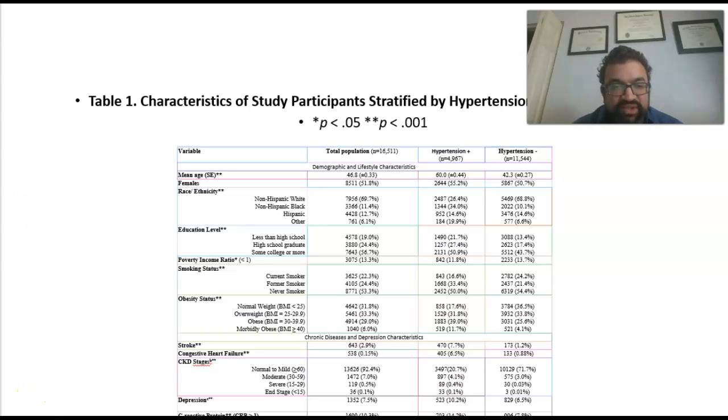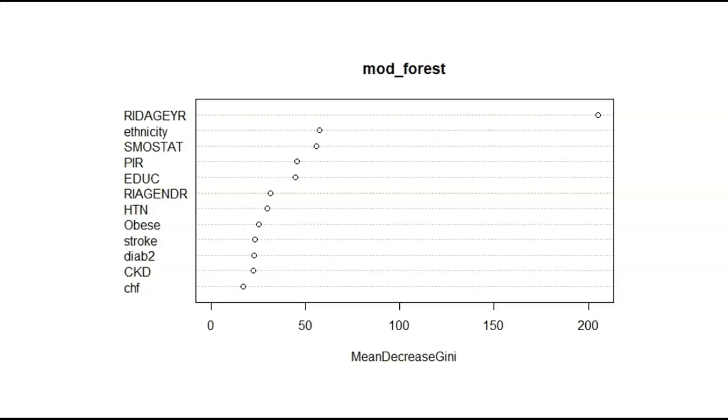So in conclusion, we have here a demonstration of an example of how machine learning can be applied to the National Health and Nutrition Examination Survey. In this example, of course, this random forest model, you can see the relative importance according to the mean decrease in Gini. And these are all of the predictors that were within the model for depression.